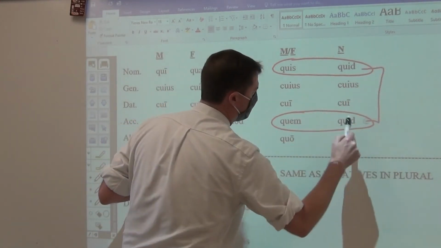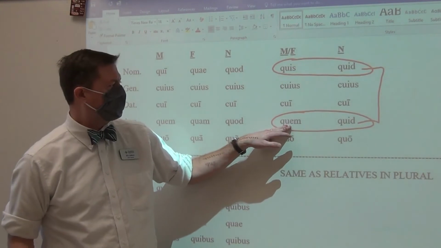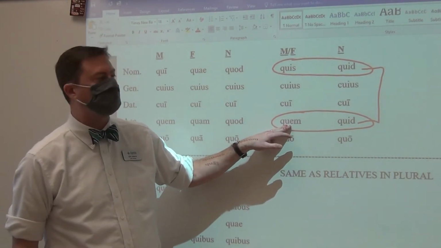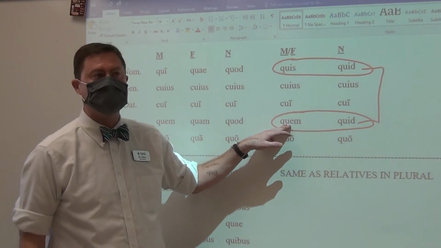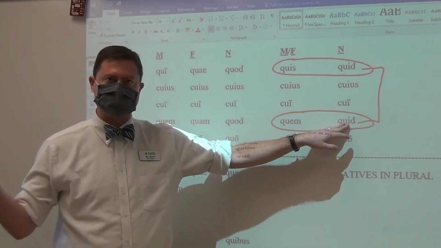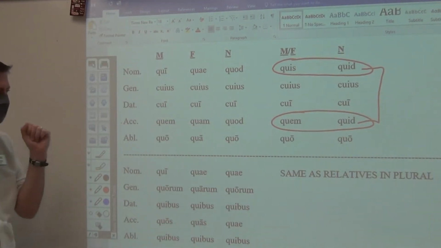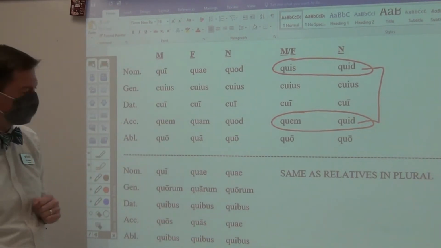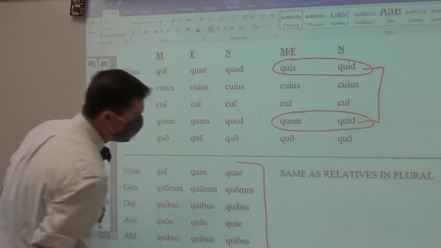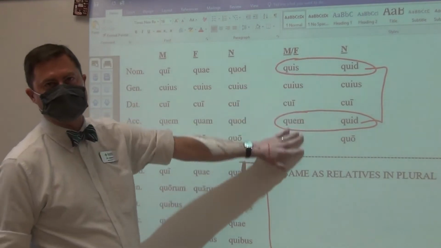You would expect the quid to be the same as the nominative, but for both masculine and feminine, it is going to be the same word, quem. So here, the question would be, whom does the subject verb? Or what does the subject verb? Now, please note that for the interrogative plural pronouns, they are the exact same. Now, how are you going to know the difference between whether it's a relative or an interrogative?